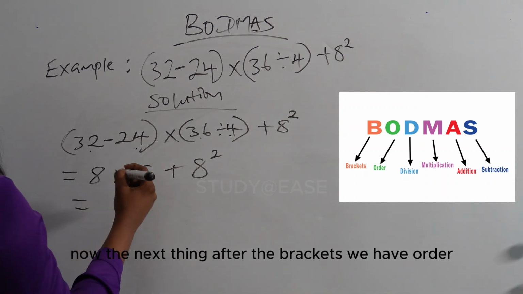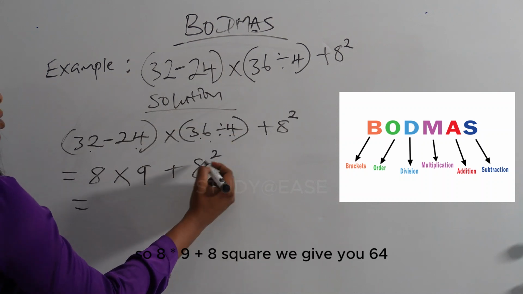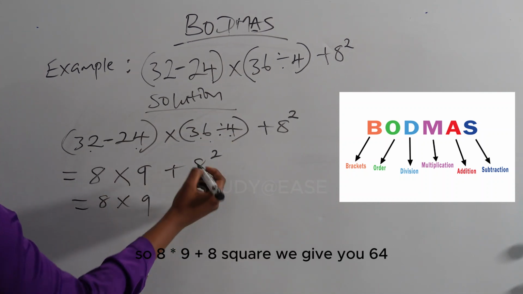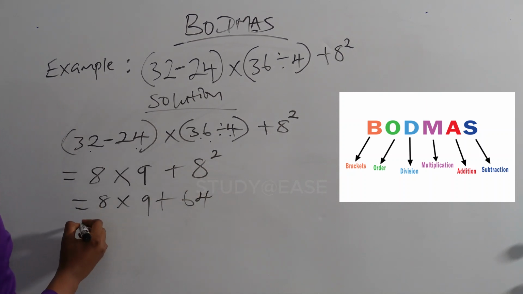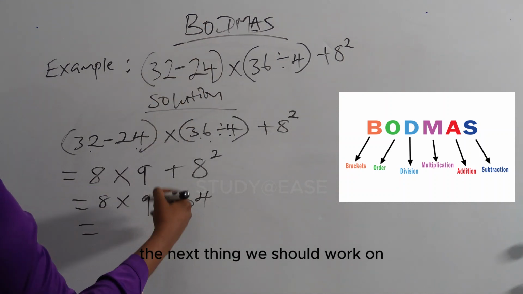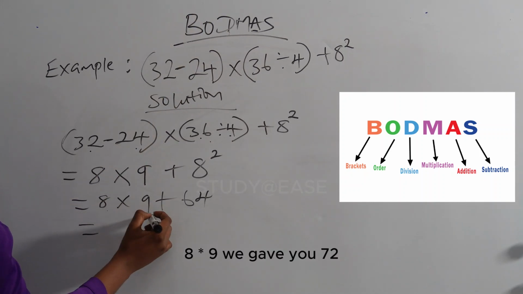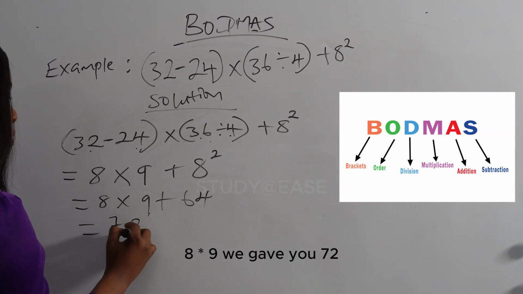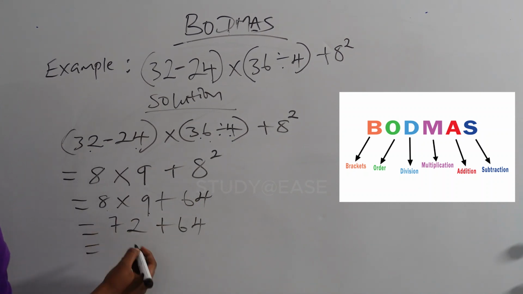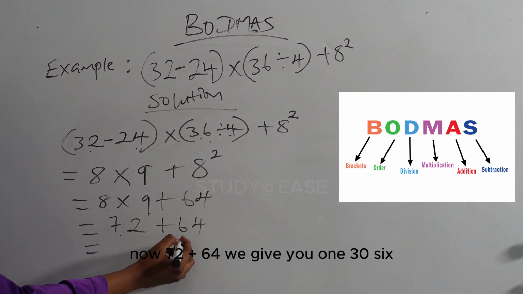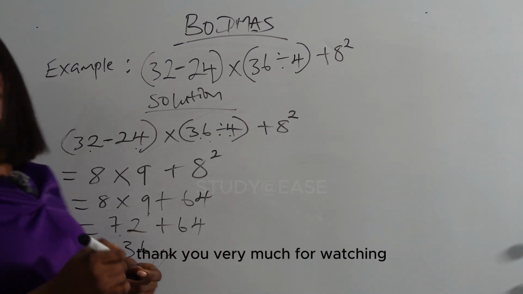Now the next thing, after the brackets, we have order. So 8 times 9 plus 8 square will give you 64. The next thing we should work on, following our BODMAS rule, is multiplication. 8 times 9 will give you 72 plus 64. Now 72 plus 64 will give you 136.